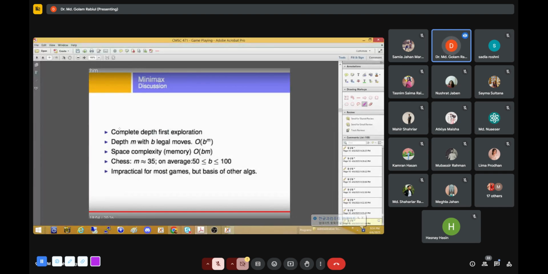So the minimax algorithm is a complete depth first exploration. If we consider the depth M with B legal moves, then the time complexity will be order of B to the power M. It's the same as our depth first search, order of B to the power M, where M is the depth and B is the legal moves or branch.